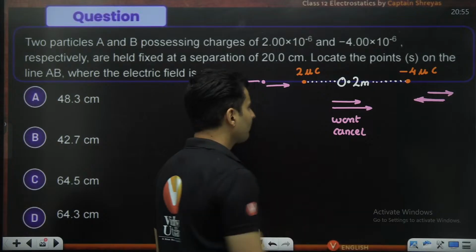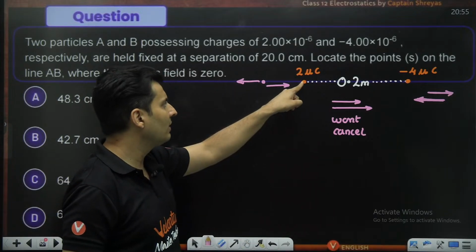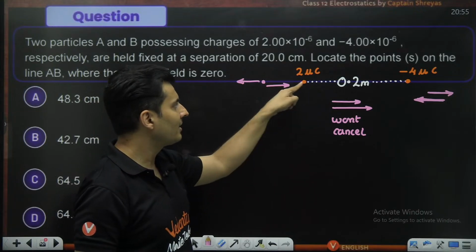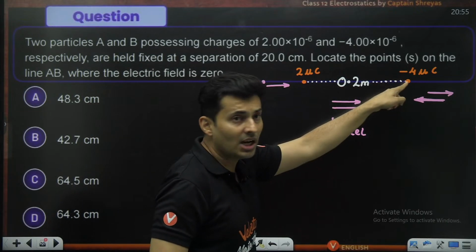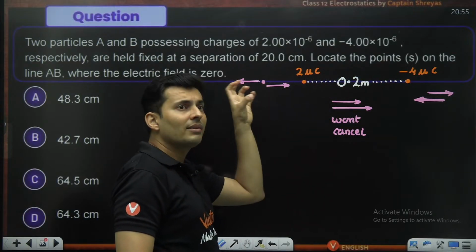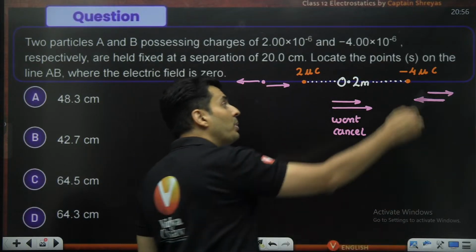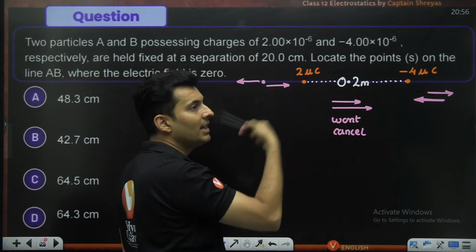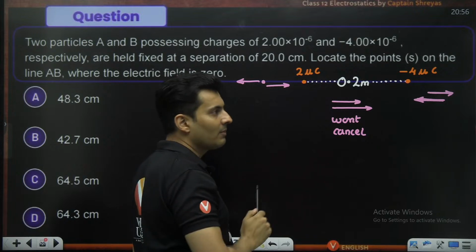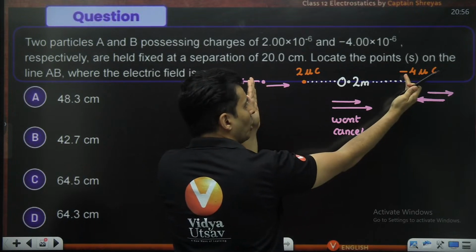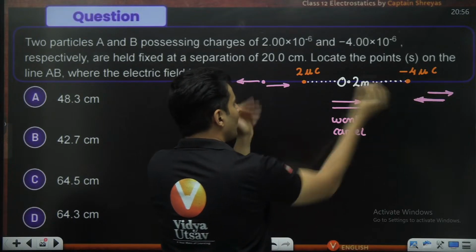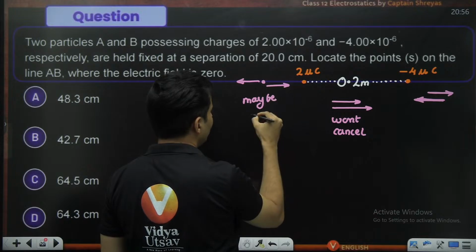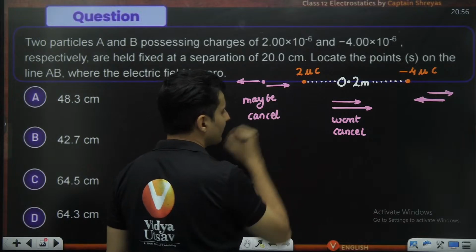They are both adding. Now see guys, this positive charge will give a field this way, but this distance is closer. This negative charge is very far, so the field will be weak. But because the magnitude of the charge is more, maybe it will compensate that distance. Getting my point? Distance wise, this is more, but charge wise also it's more. So maybe they will cancel over here. Maybe they will cancel over here.